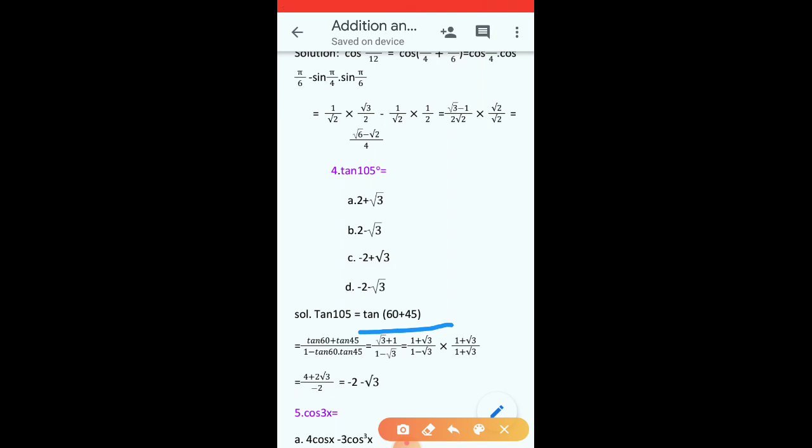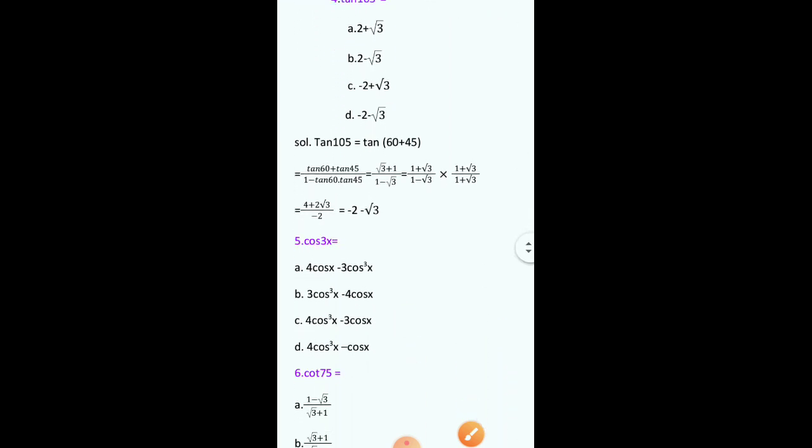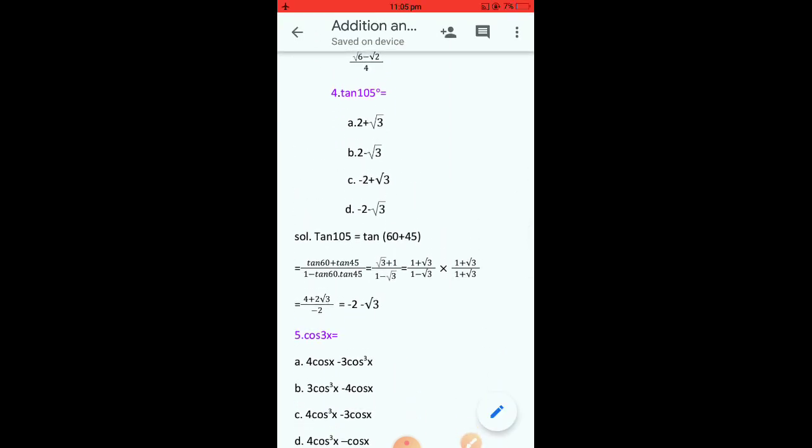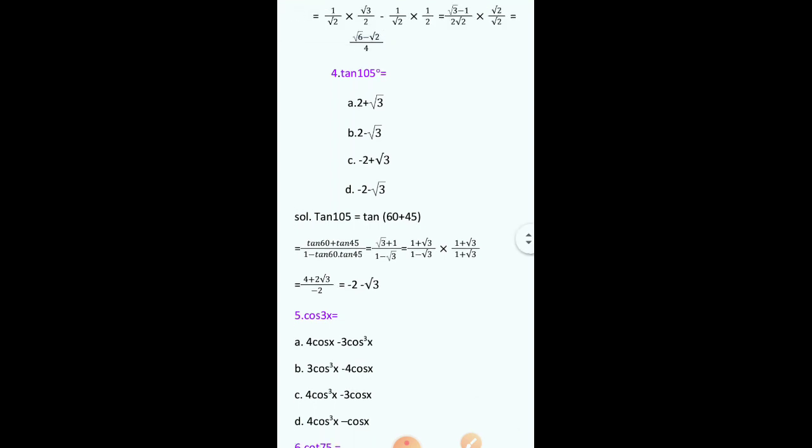then we will get root 3 plus 1 upon 1 minus root 3, and if we rationalize this term, then we will get 4 plus 2 root 3 upon minus 2, and finally we will get minus 2 minus root 3. Okay. The next question is cos 3x. We have the 4 options.